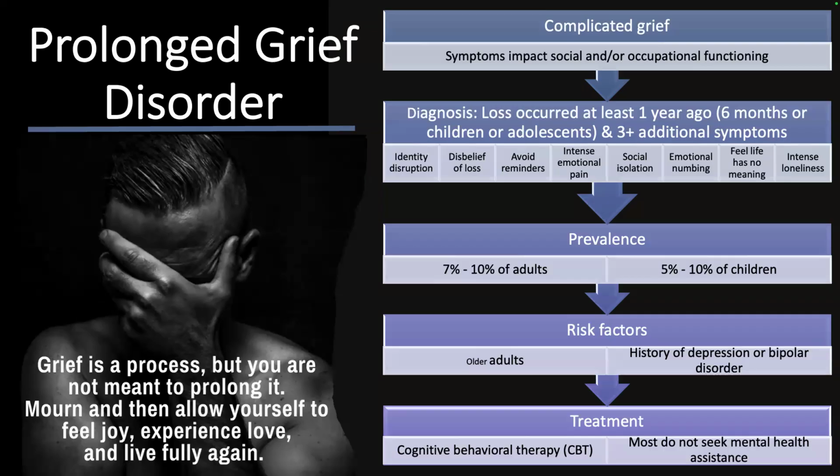Some people have disbelief of the loss. Avoiding reminders. She redid everything in her house so that she doesn't have to see anything that reminds her of her daughter. Intense emotional pain, social isolation, emotional numbing, feeling that life has no meaning, intense loneliness. Again, I'm not going to ask you about prevalence. Older adults are at high risk of this because of the compounding number of grief events they're seeing. History of depression or bipolar disorder can make you at higher risk.